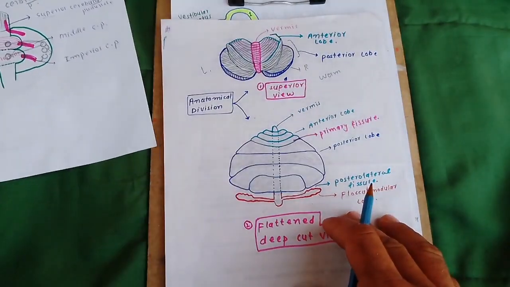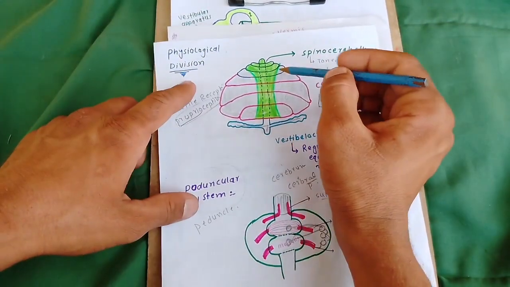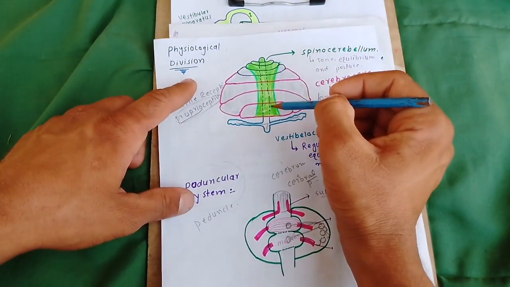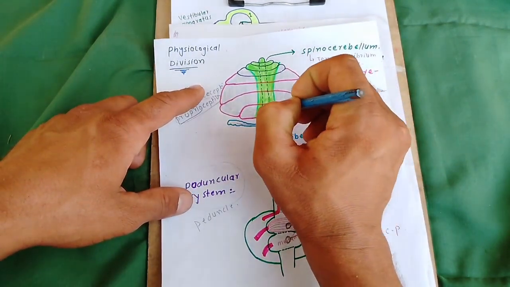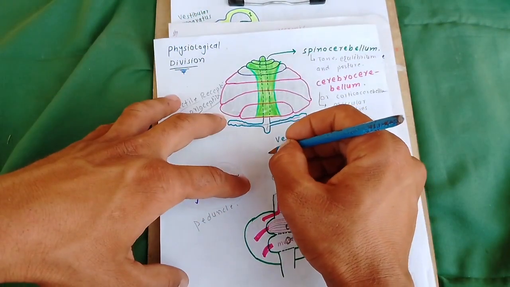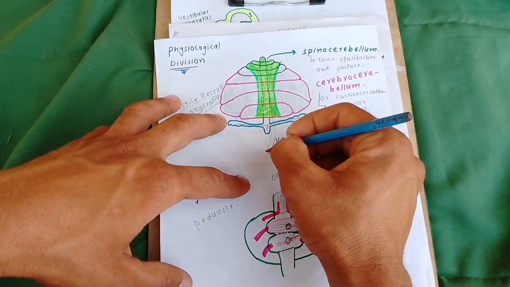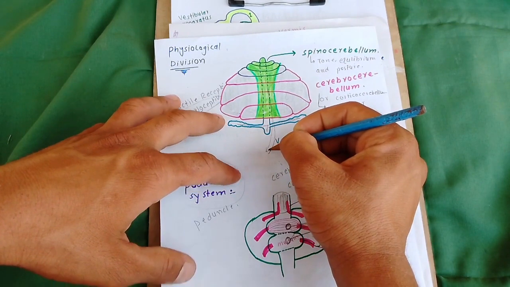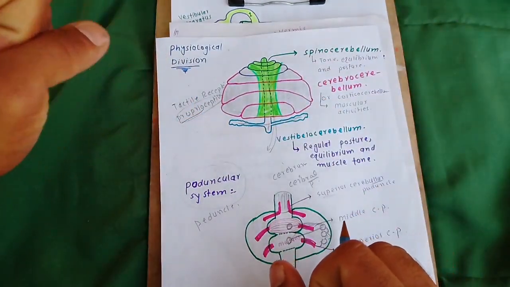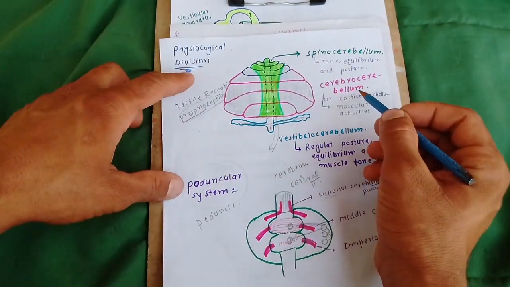So it receives messages from these receptors, and this area is the spinocerebellum. This part is connected with the spinal cord. It receives messages from, suppose, the lower limb through the spinal cord, integrates and reads this message, and again goes to the lower limb through the spinal cord. So this is the spinocerebellum.